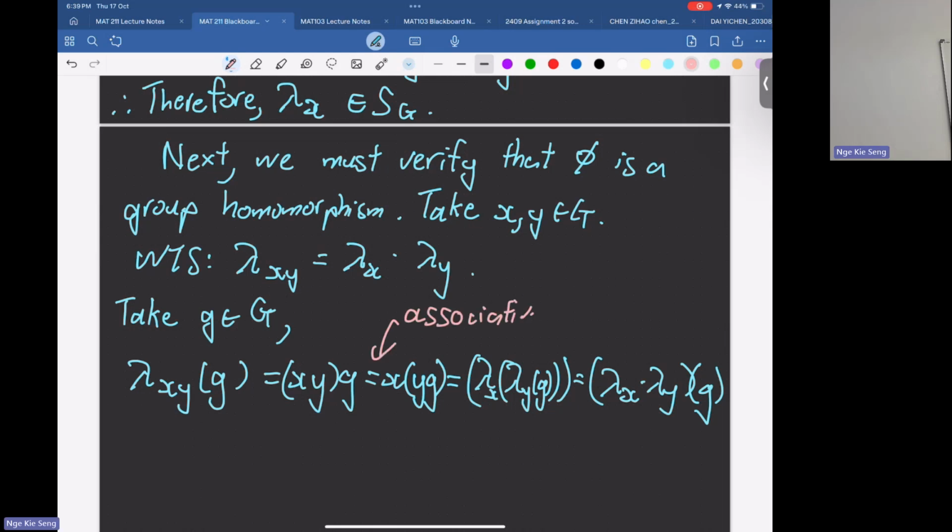Associativity. Good. Yes. So we are really using the group property here. These homomorphism properties drop out from the group associativity. So we have shown that phi is a group homomorphism.